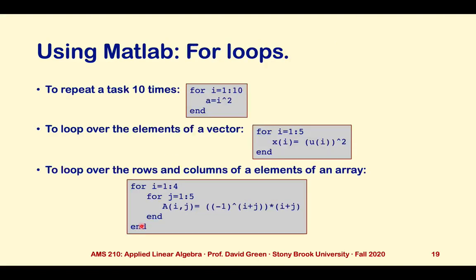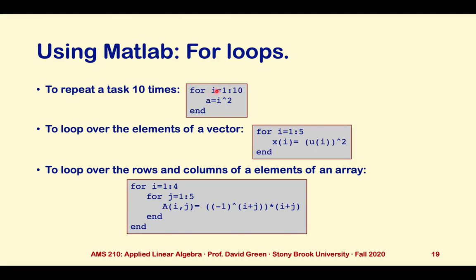The last thing I want to end with is a brief introduction to one of the simplest ways of controlling the flow of a program, and this is a for loop. A for loop is something that we can use to do something over and over again. We can use this to repeat a task a certain number of times, right? So I could, for example, write code like this.